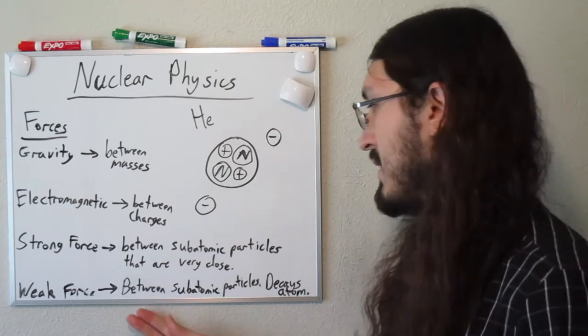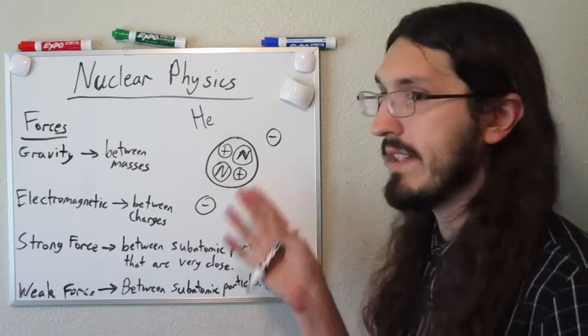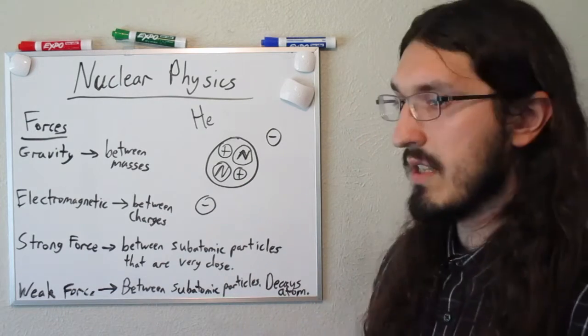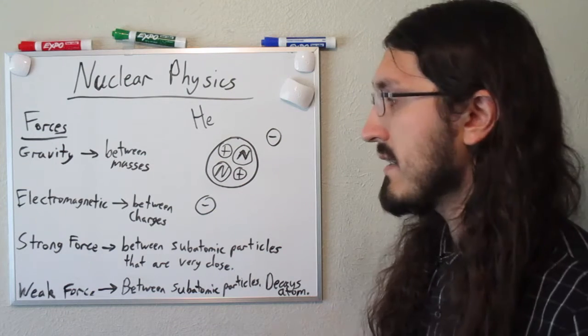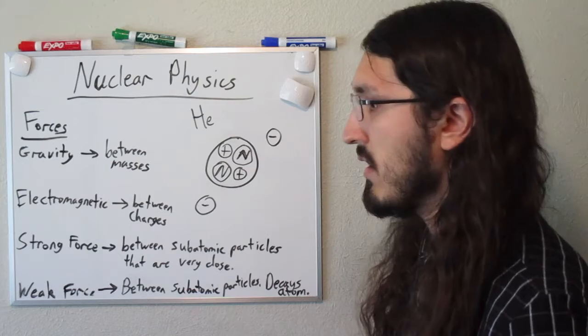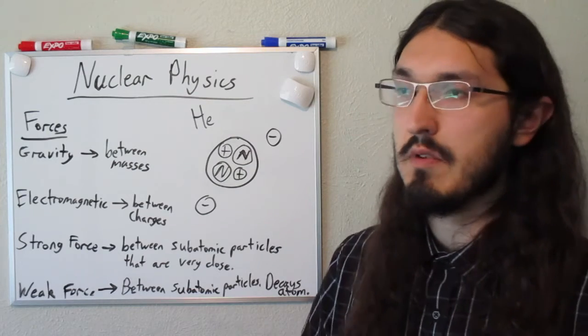It also occurs between subatomic particles, so within the nucleus of an atom, and the weak force is responsible for decaying the atom. Some atoms are more stable than others. The less stable ones are said to be radioactive because they experience the weak force more and they are decaying more rapidly than a more stable atom.